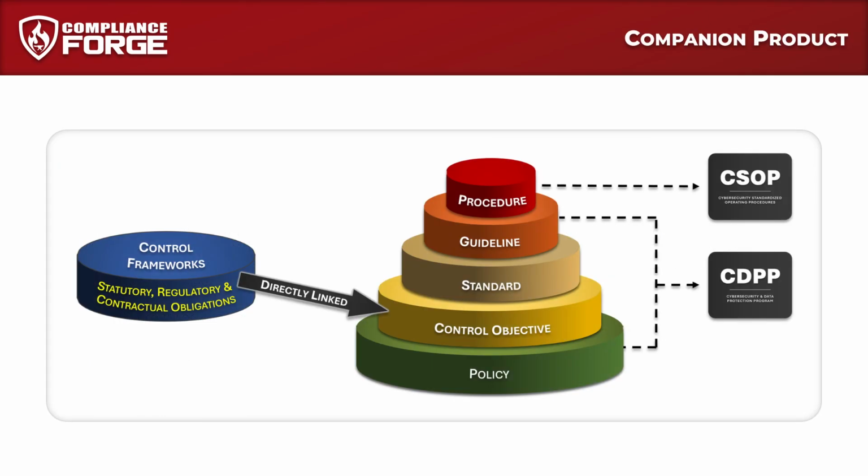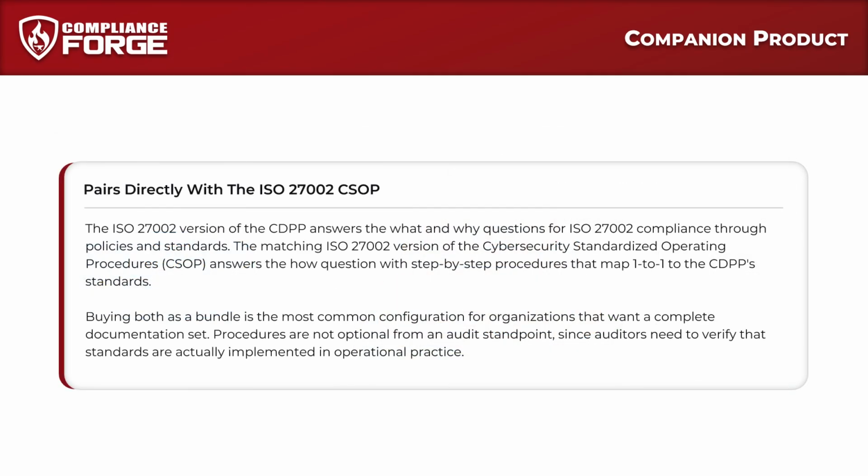One more reason to buy. As this pyramid shows, policies, standards, and procedures build on each other. The CDPP covers the policies and standards, while the companion CSOP covers the procedures. The CDPP answers the what and the why questions for ISO 27002 compliance through policies and standards. The matching ISO version of the CSOP answers the how question, with step-by-step procedures that map one-to-one to the CDPP's standards. Buying both as a bundle is the most common configuration for organizations that want a complete documentation set, and procedures are not optional from an audit standpoint.